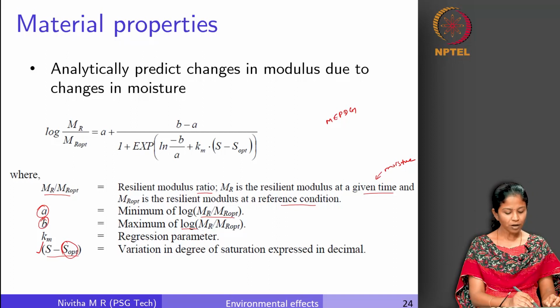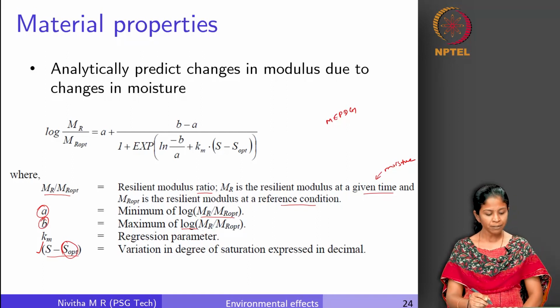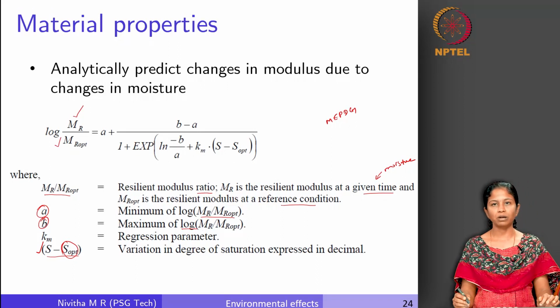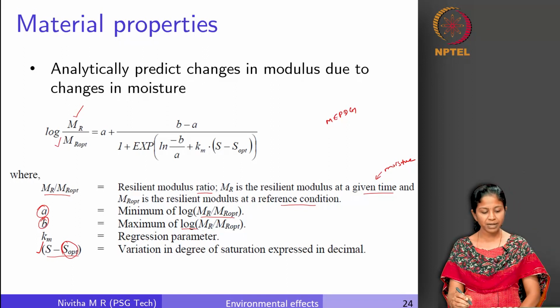Okay. So, based on this the variation in modulus is computed. We can compute MR by MR optimum. So, we know what it is at a reference condition. So, for the given condition we will be able to compute the resilient modulus. So, this is how it is computed in MEPDG.